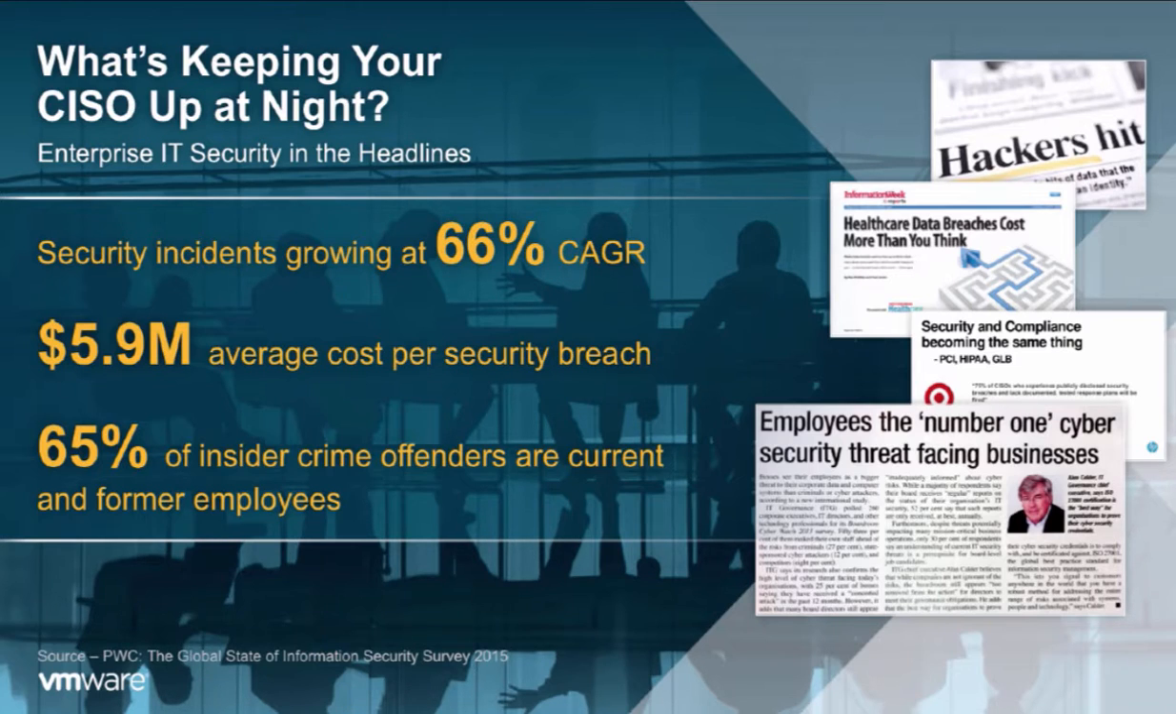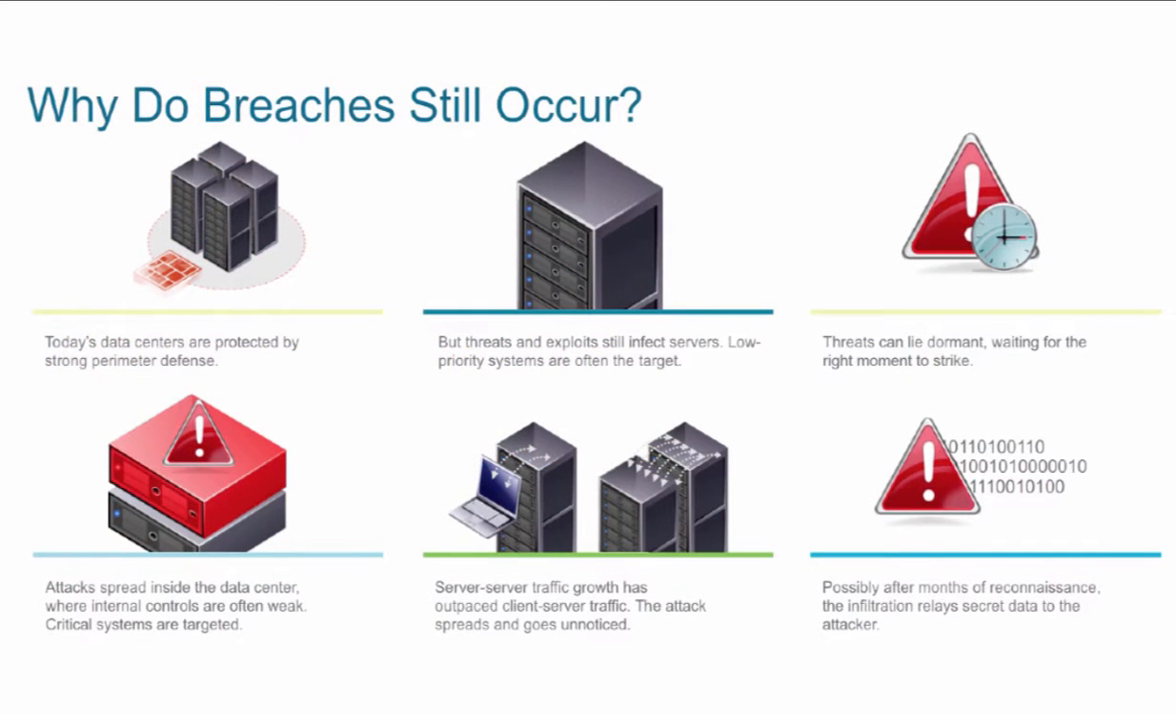And we've all heard about Target and Sony and the DNC, and these are breaches that can have significant financial implications for companies as their brands and reputations are damaged out in the greater market. So the question really is, why do these breaches still occur? As an industry, we've done a really, really good job at protecting the perimeter of data centers with technology like firewalls and more recently next generation firewalls. But unfortunately, threats are still getting in.